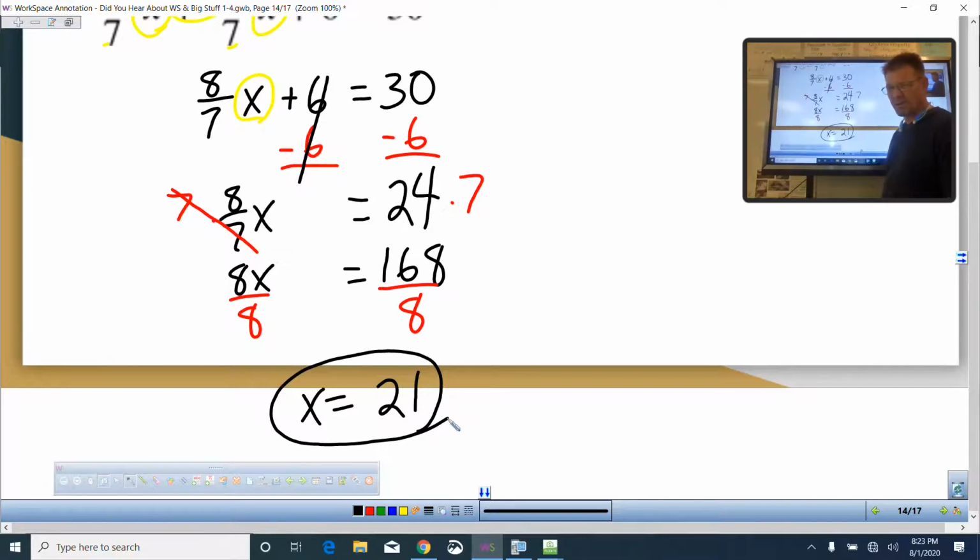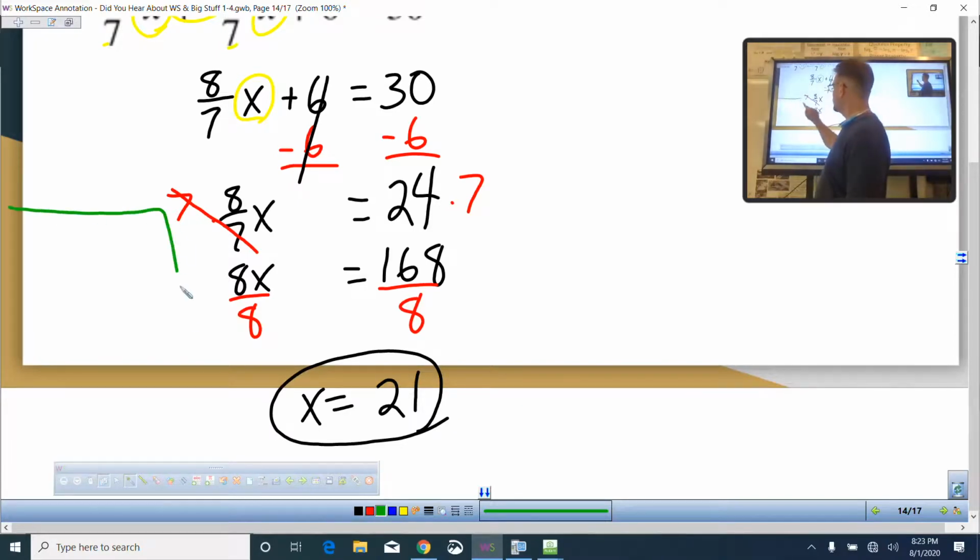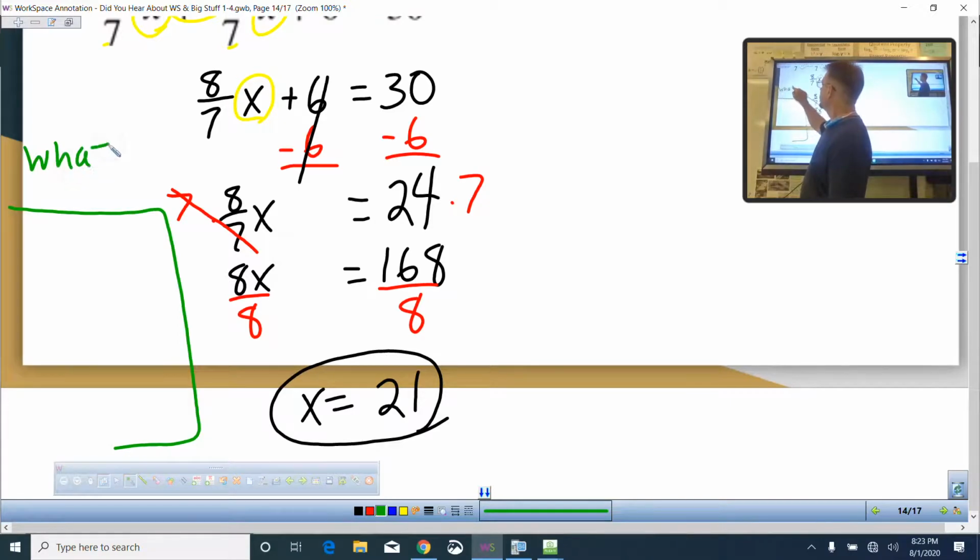Was that the only way we could have done that? Not the only way, but just clearing out that 7 real quick made it a little bit less anxiety, I bet, didn't it? So let's see, what could we have done? Let me put this over here in green. Let's do a little what if thing going here, okay? What if?